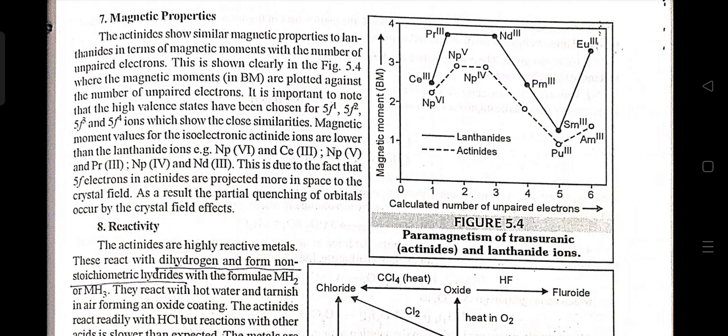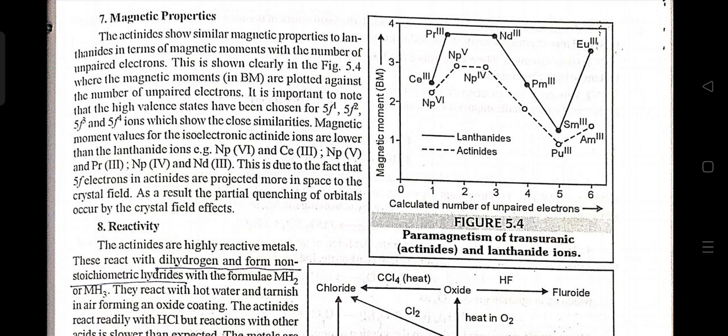Magnetic properties. The actinides show similar magnetic properties to the lanthanides in terms of magnetic moments with the number of unpaired electrons. This is shown clearly in figure 5.4, where the magnetic moments in Bohr magnetons are plotted against the number of unpaired electrons. It is important to note that high valence states have been chosen for 5f1, 5f2, 5f3 and 5f4 ions, which show close similarities.